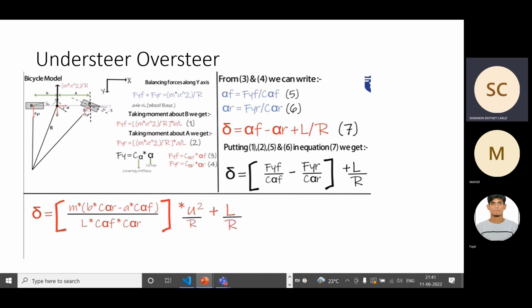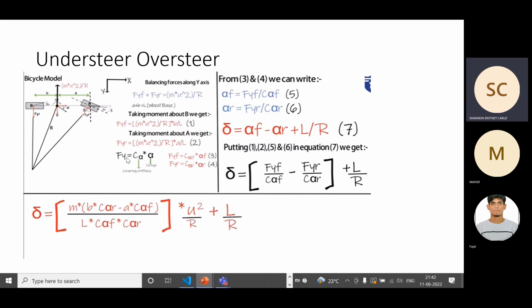Now we have the understeer and oversteer. Same bicycle model, we'll try to balance the forces. Here we consider all the angles to be very small. So I can take Fyf to be in the vertical direction itself. So Fyf plus Fyr is equal to this force, which is the centrifugal force, m u square by r. So I have balanced the forces here. A plus b is equal to L, which is nothing but the length of the wheelbase. Taking moment about B and taking moment about A, you can solve these three equations here again.